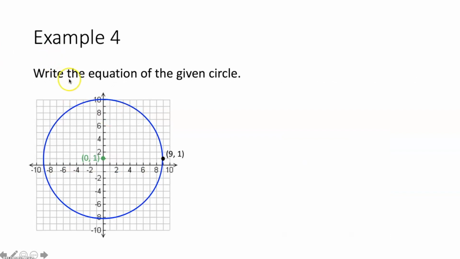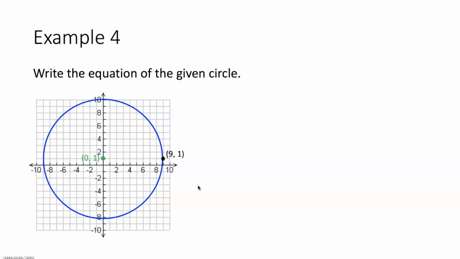Now, example 4 says write the equation of the given circle. So it gives us the center of the circle and a point on the circle. So this question is exactly like what we did in example 2, in that it's giving us the center of the circle and it's giving us a point on the circle. The only difference is it's showing it to us instead of just telling us what those points are. So what we do is the exact same.